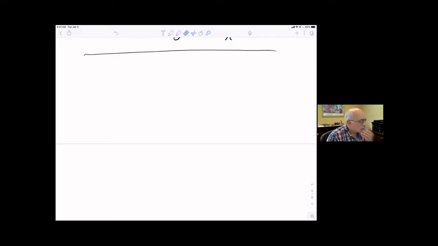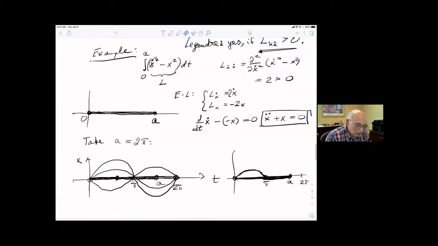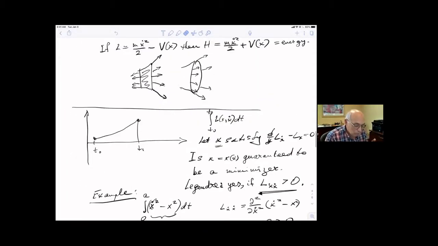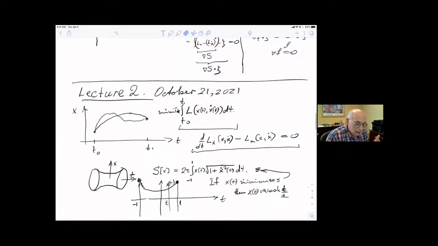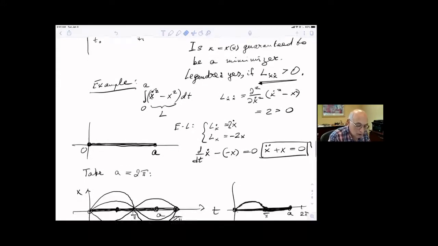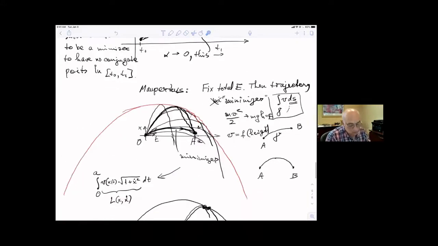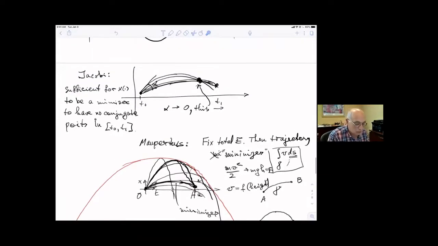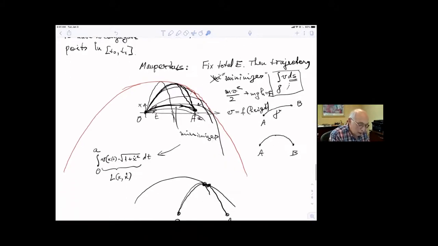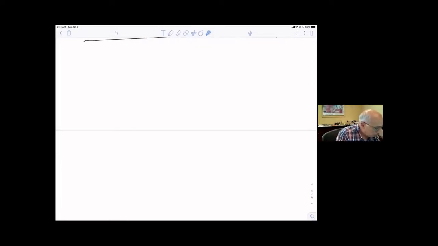Okay, so to summarize what I said so far: the Legendre condition, which is necessary for a minimizer, and the Jacobi condition, which together with the Legendre condition is necessary and sufficient for a curve to be a local, also called weak, minimizer. Okay, and a couple of examples.